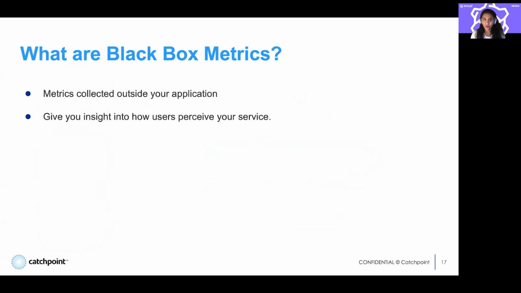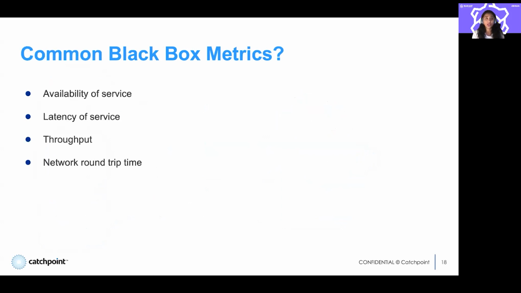So now, what are Blackbox metrics? These are metrics that are collected from outside your application, and they give you a sense of how users perceive the level of operation of your service. Some of the common metrics include availability, latency, throughput, network round trip time.